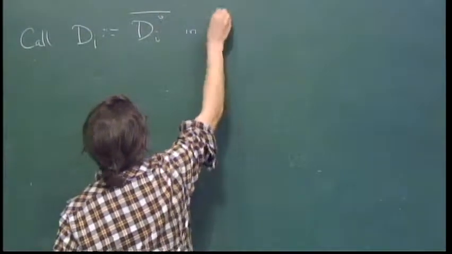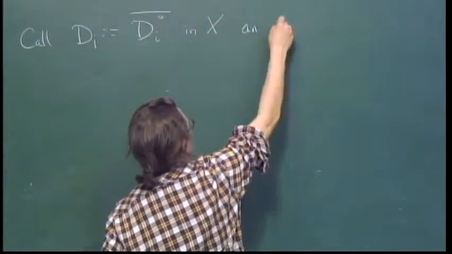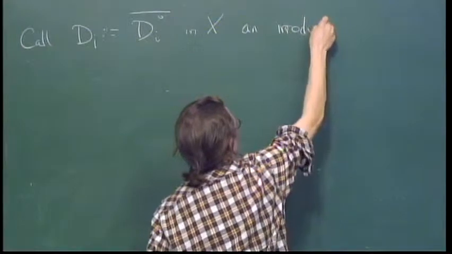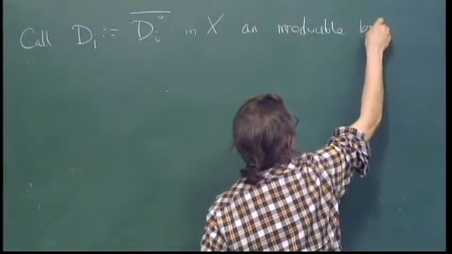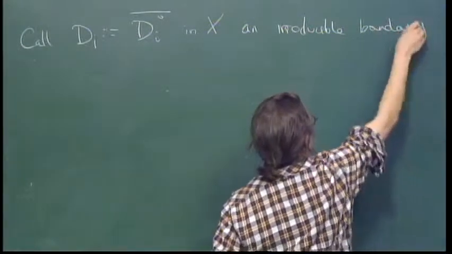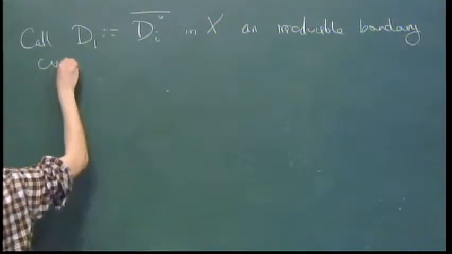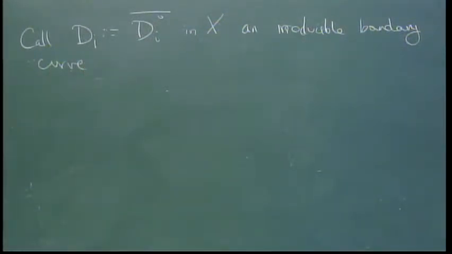So take the closure in X again, and irreducible boundary curve. Okay, so we have some tropical curves already on a surface, an abstract tropical surface. And well, of course, there are more. We have curves inside the surface as well.